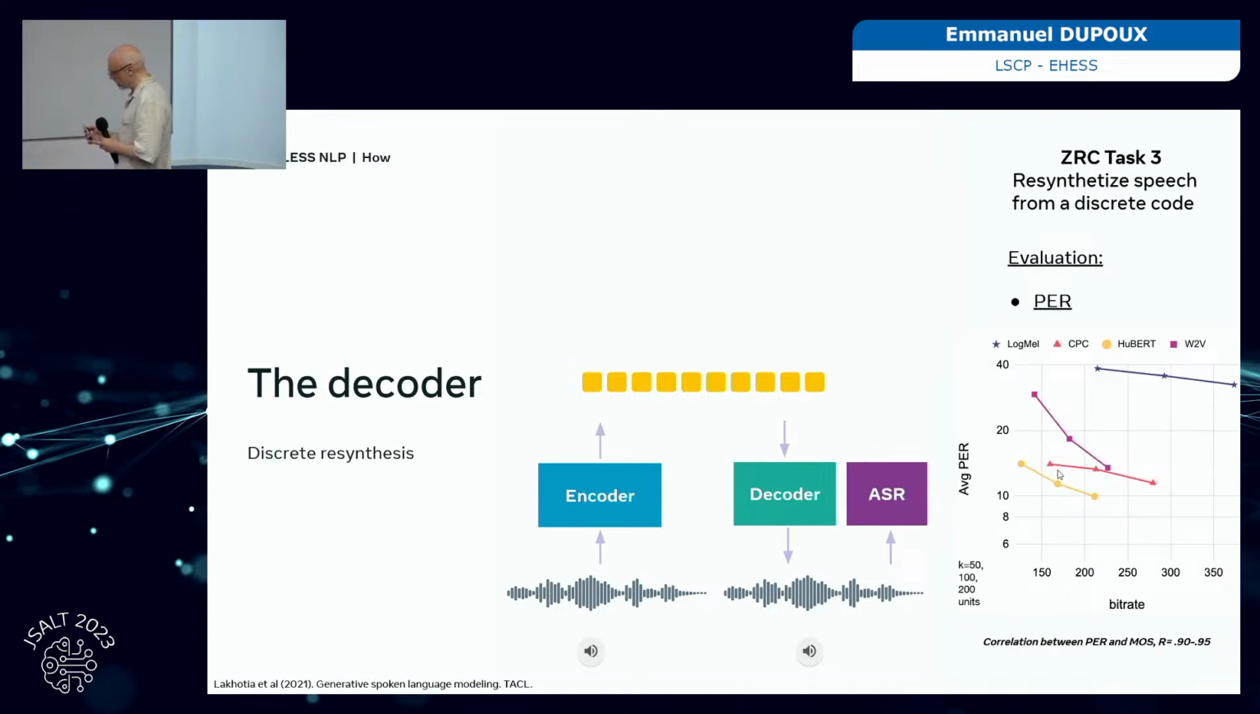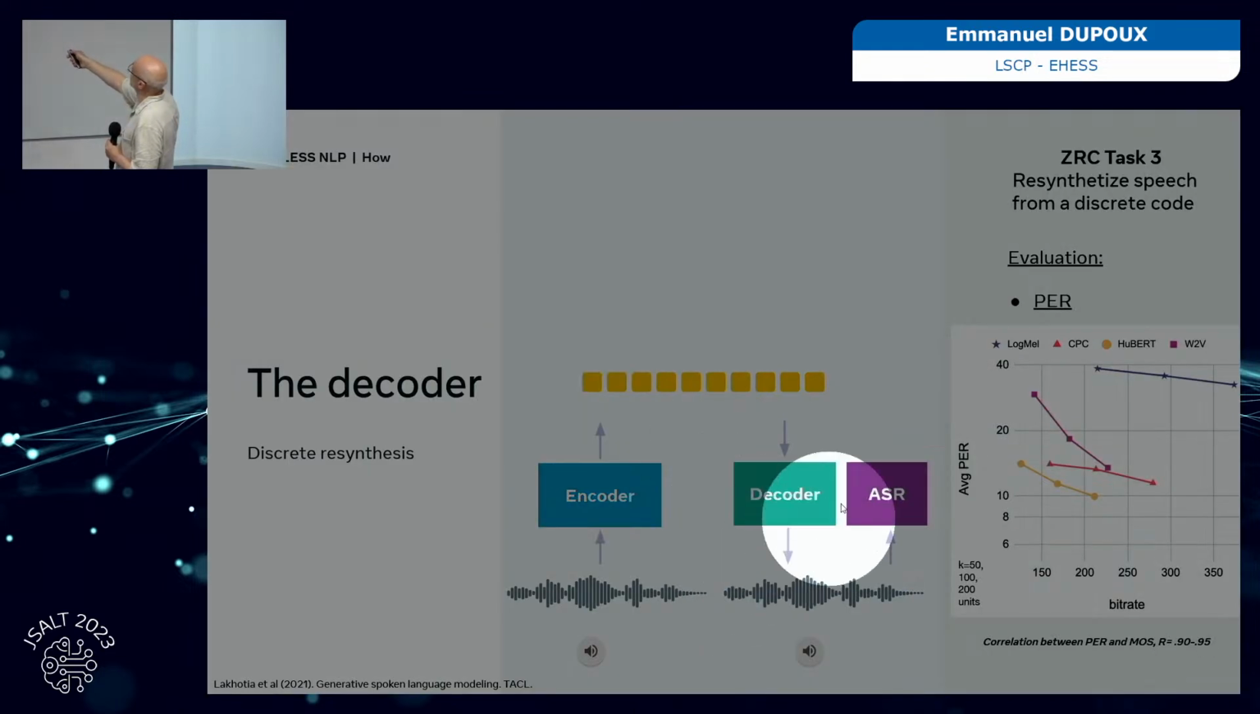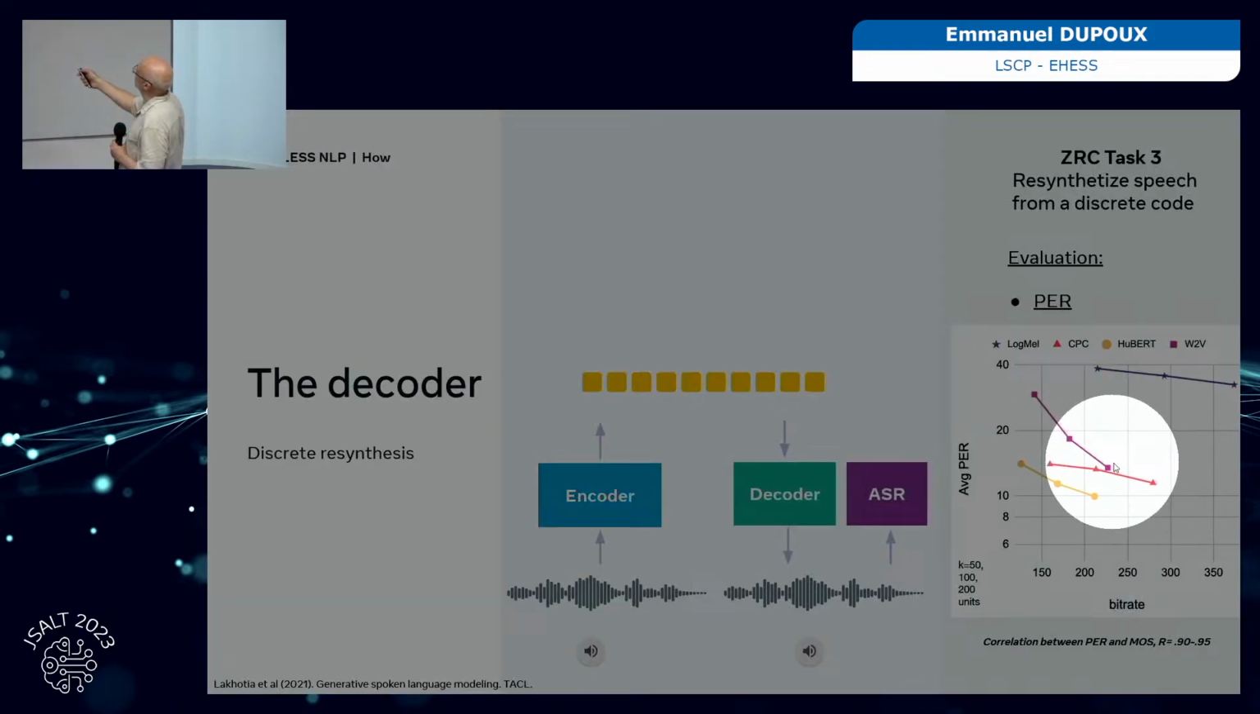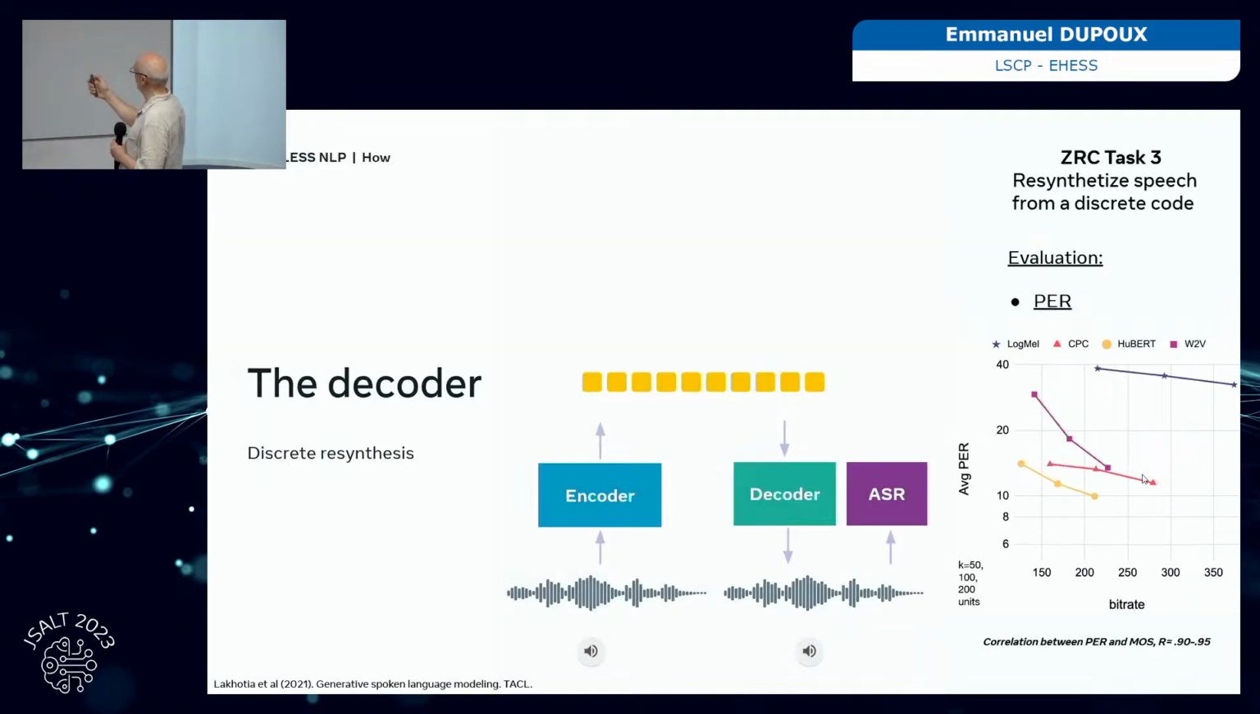Now, what we did in this study is that we replaced the human opinion score by an ASR system, because it's easier, and we get the same kind of trade-offs between bit rate here and the phone error rate. So in this graph, lower is better. And so that means that if you have a larger number of units, this has changed, it's interesting.